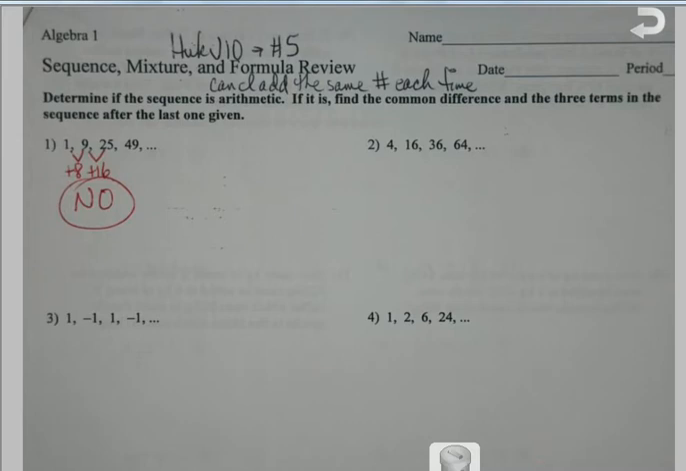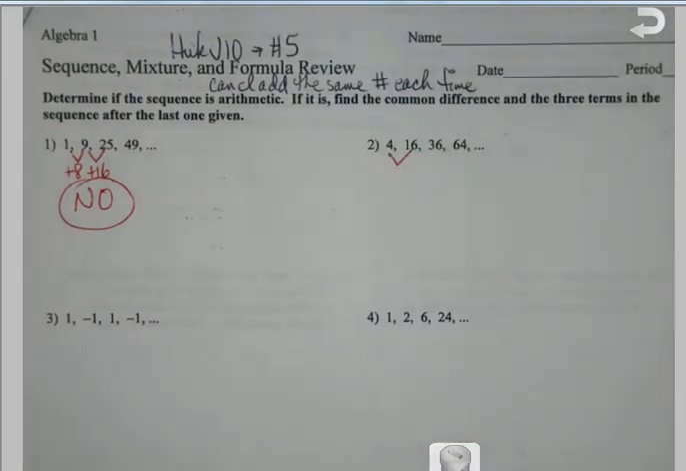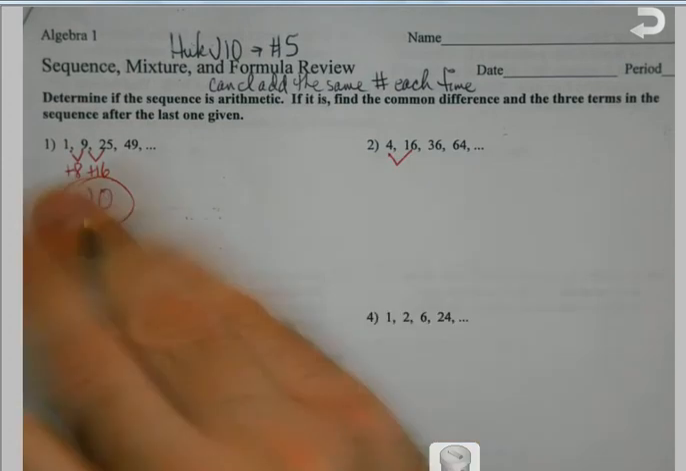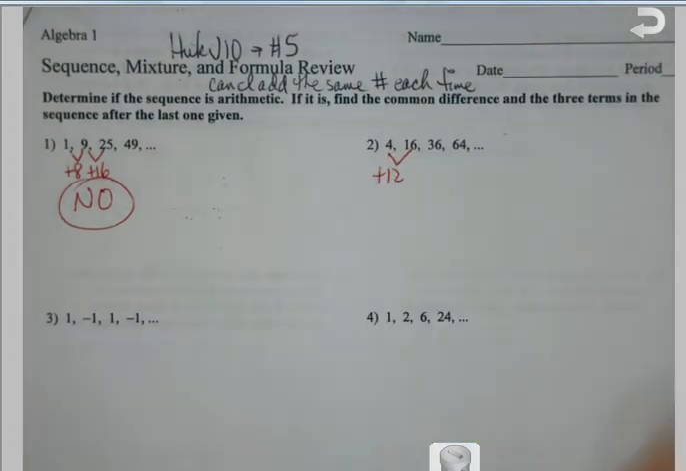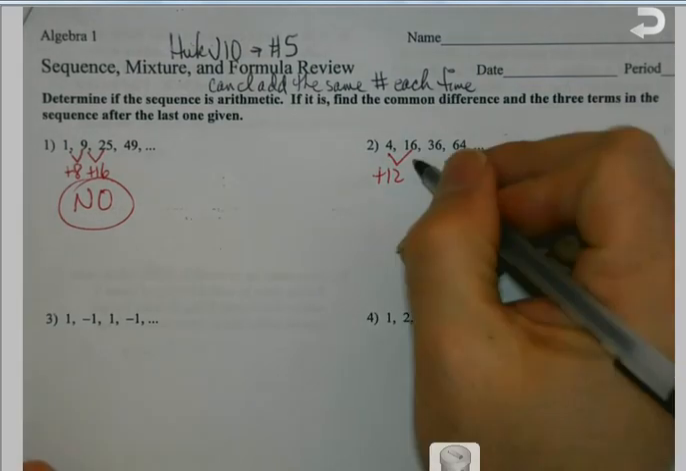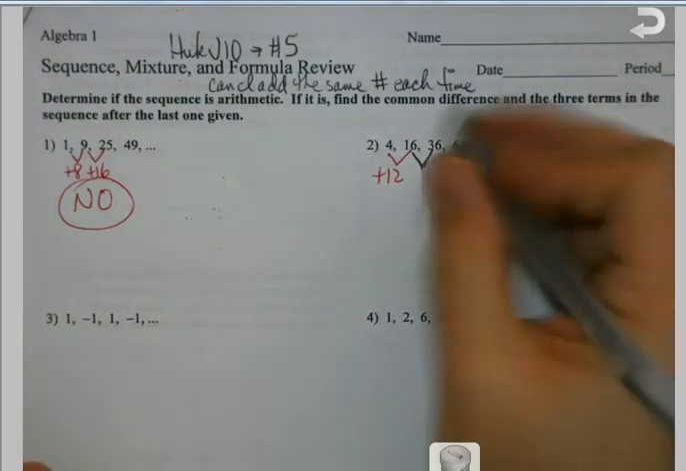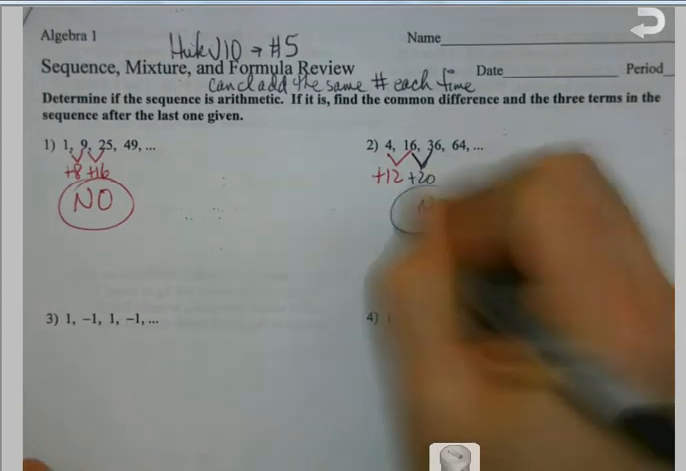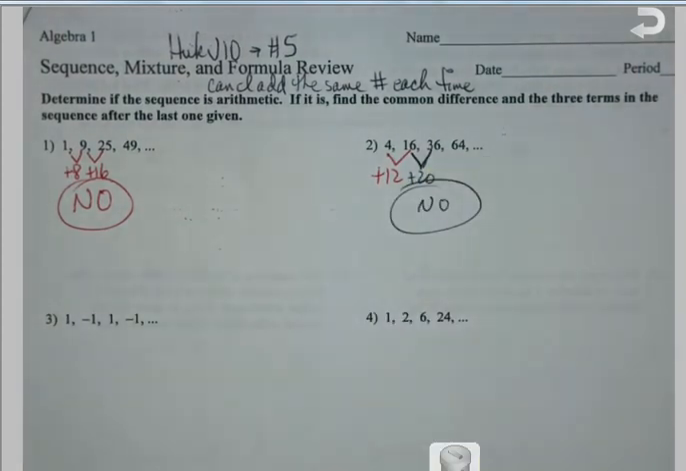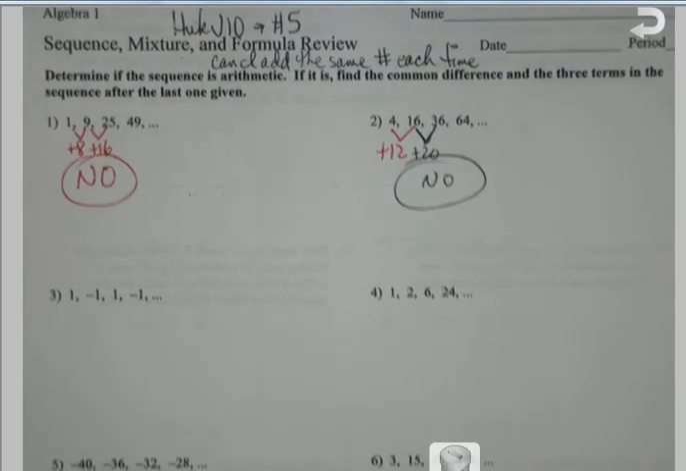Okay, what about number 2? How about to get from 4 to 16? 12. Is it 12 to get from 16 to 36? No. Like, dang, why are you putting them all no? Purely by chance. I'm just saying. All right, let's see here.